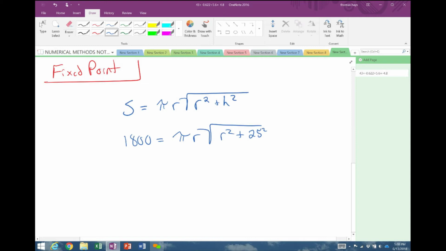Solve by using the fixed point iteration method with R equals S divided by pi times the square root of R squared plus H squared. Okay, so that actually makes it really easy. They gave us the update equation. There are a couple of alternatives that you could use for fixed point iteration. Some of them converge, some of them diverge. There's no promise any of them converge. Start with R equals 17.